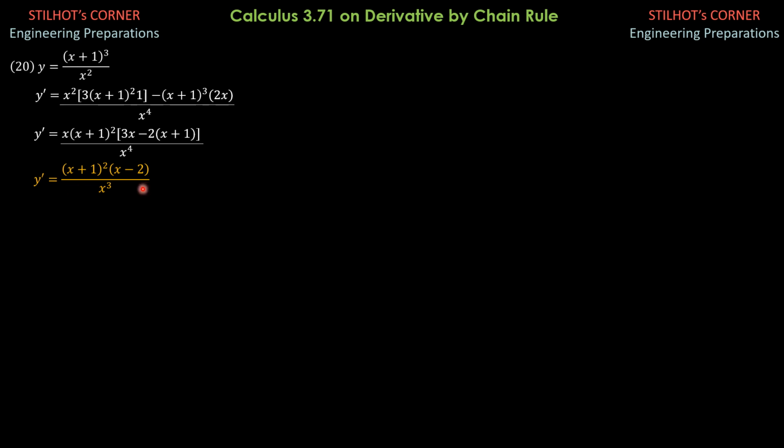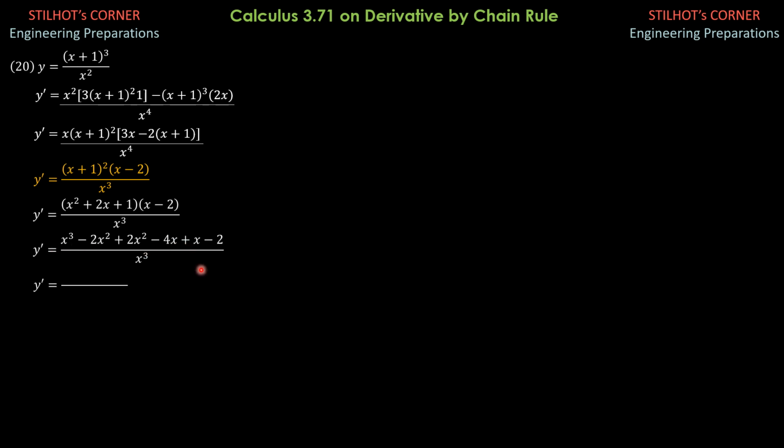The other possible answer is if we distribute. This is x squared plus 2x plus 1, then times x minus 2 over x cubed. So we have x cubed minus 2x squared, then plus 2x squared minus 4x plus x minus 2 in the numerator over x cubed. So we can cancel the 2x squared terms, then this is negative 3x minus 2. So y prime is x cubed minus 3x minus 2 all over x cubed. This may also be the other possible answer.